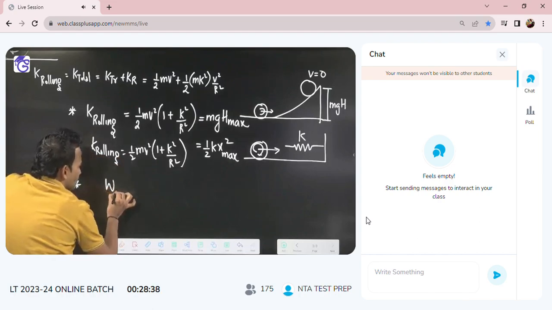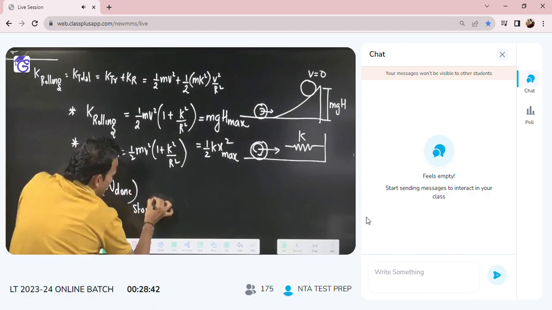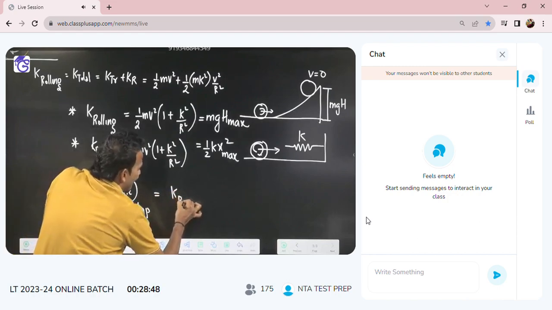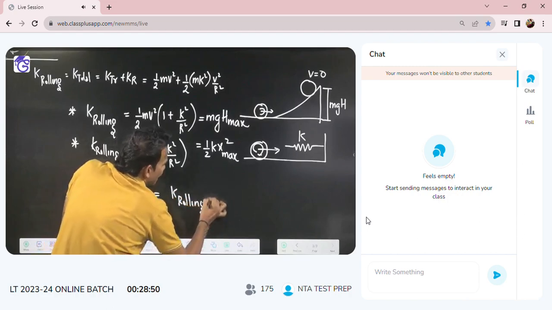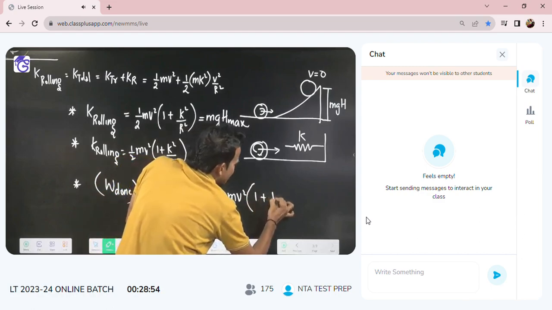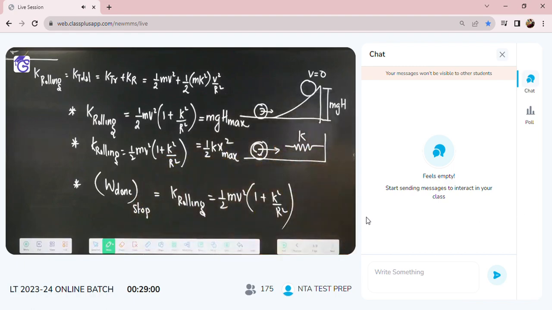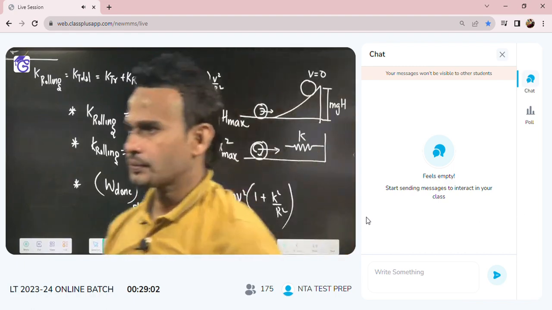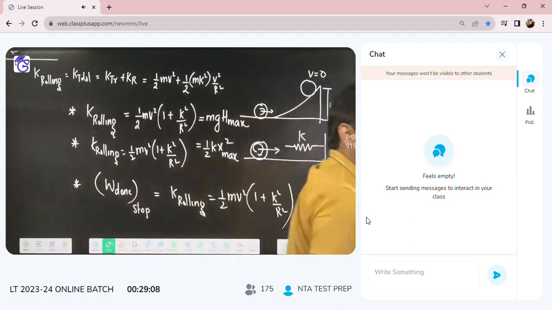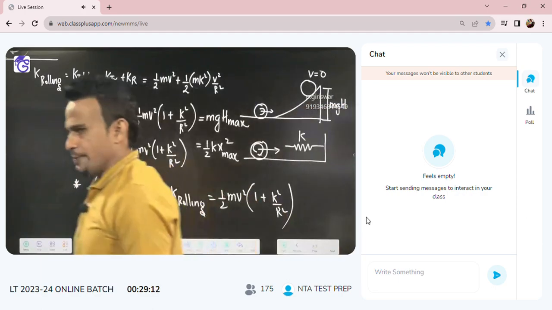So if anyone asks how much work is done to stop a rolling body, you have to destroy its rolling kinetic energy. And that rolling kinetic energy, you know, is half mv square into 1 plus k square by r square. So these are the three questions which are asked from here. If I want to stop a rolling body, I have to destroy its total energy.